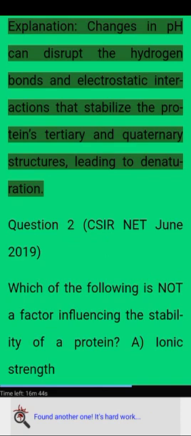Explanation. Changes in pH can disrupt the hydrogen bonds and electrostatic interactions that stabilize the protein's tertiary and quaternary structures, leading to denaturation.